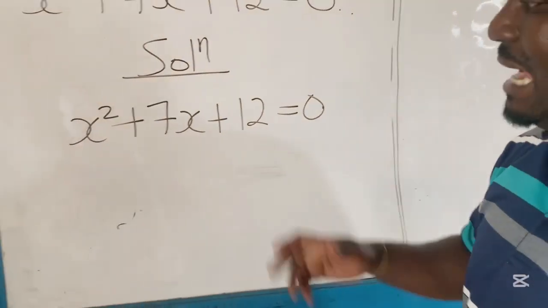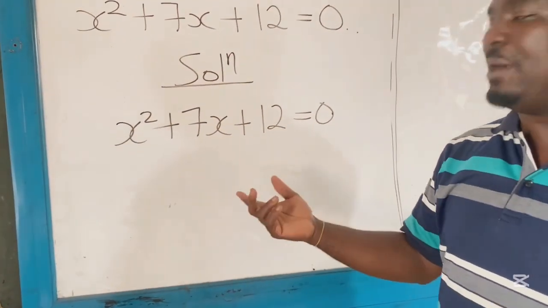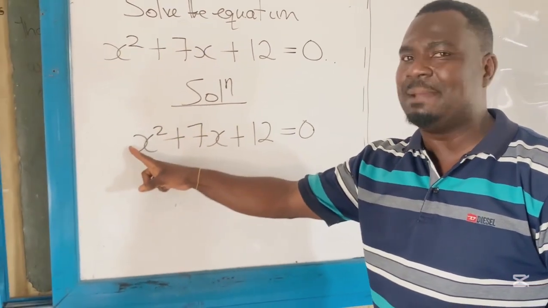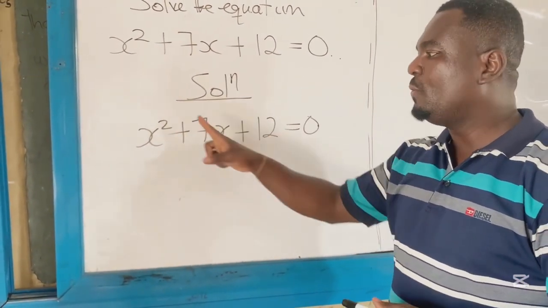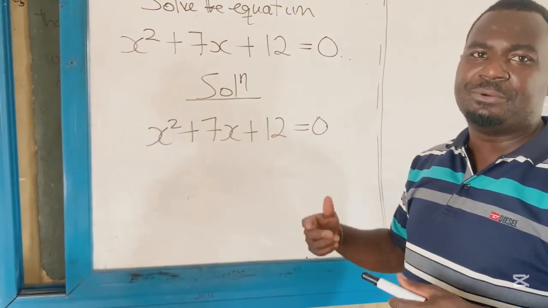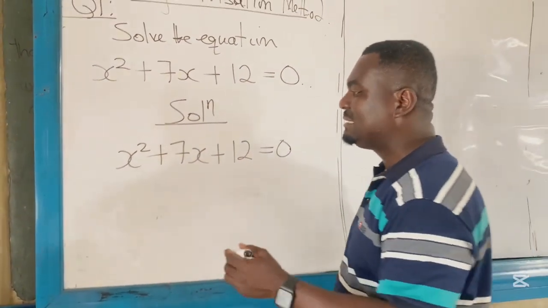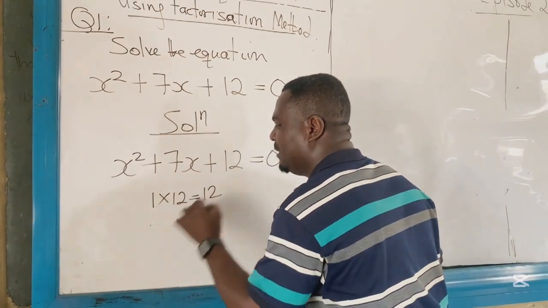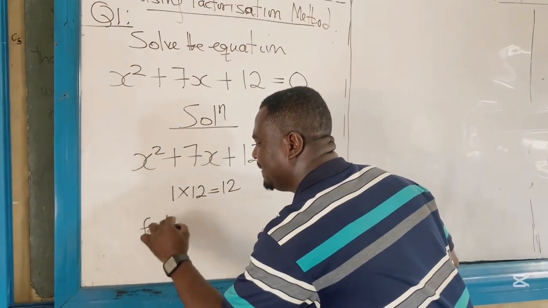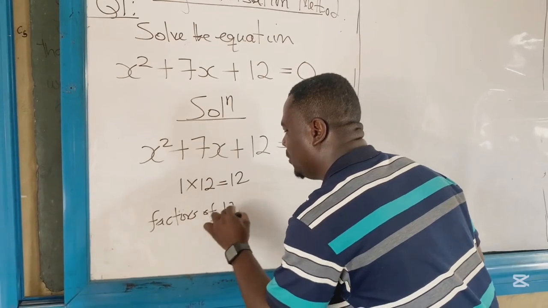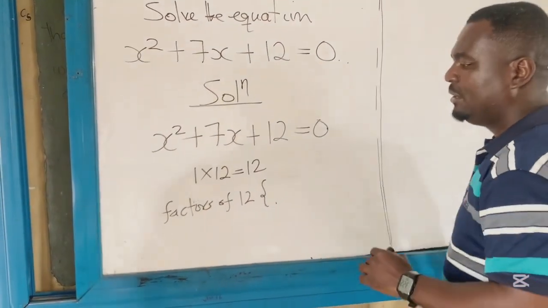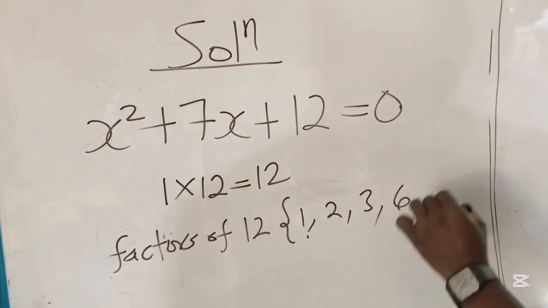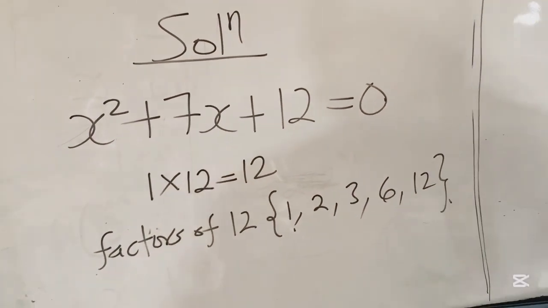And we were taught that in this case, you are going to find factors of 12. So you use your first term, the a term, to multiply the c term. So 1 times 12 will give you what? 12. Then you find factors of 12. So what are the factors of 12? 1, 2, 3, 6, and 12.